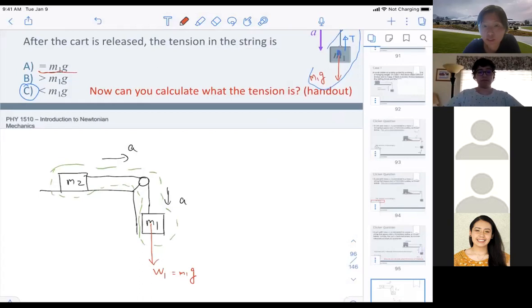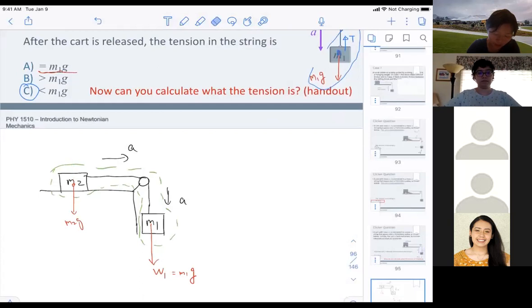If you think no, then just say no. Not weight M2 G, right? Weight M2 G doesn't do anything to speed them up, because it's in this direction, and we want it to move along in this direction. So not the weight of M2. M2 G's weight is balanced by the normal force, so it doesn't really help us.